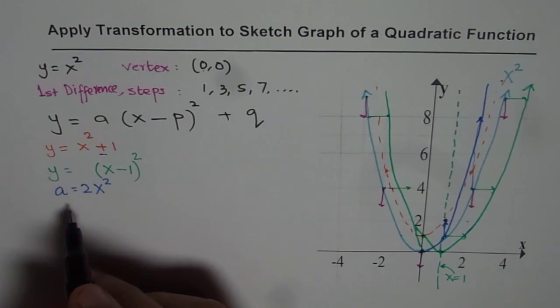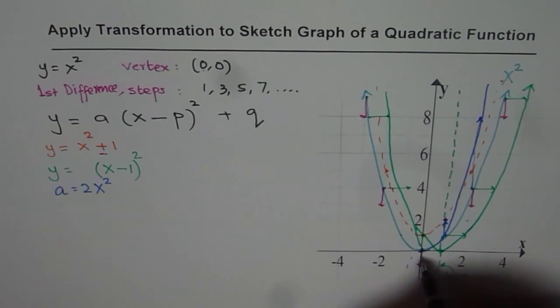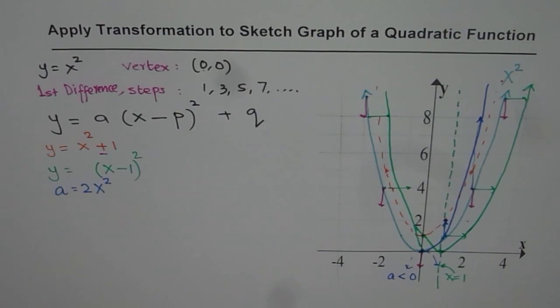If A is negative, however, then it gets reflected downwards, right? This is when A is less than 0, right? So it is negative, so the graph gets reflected on the x-axis, right?